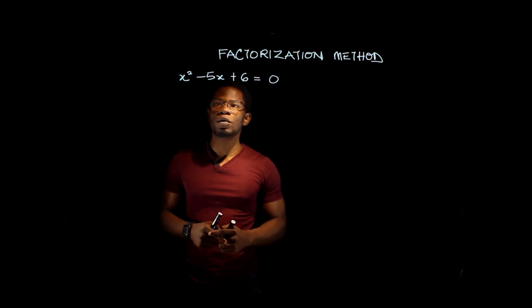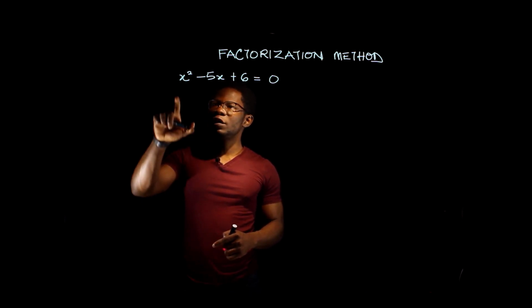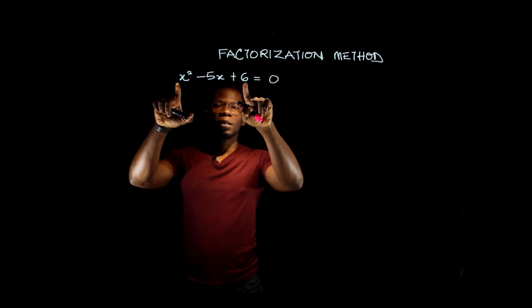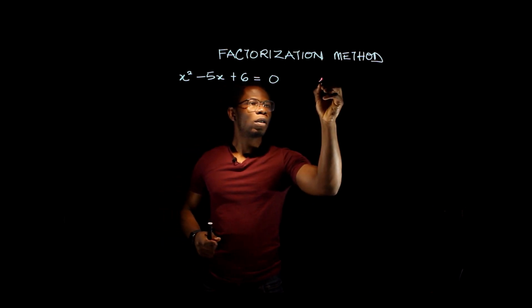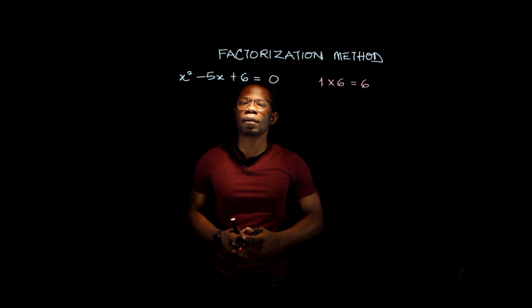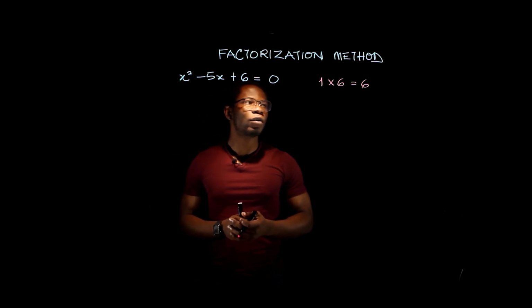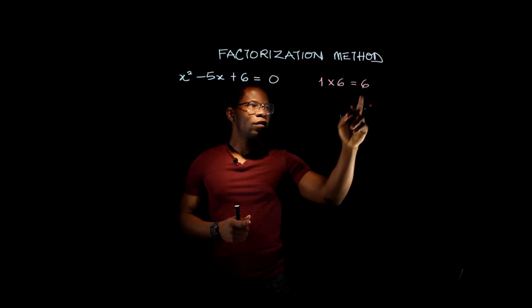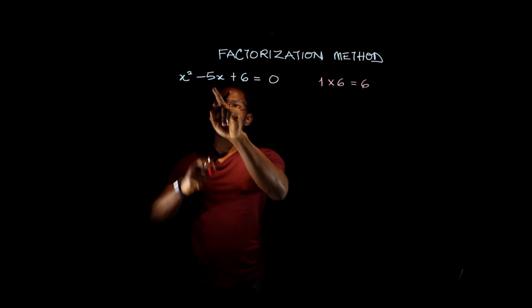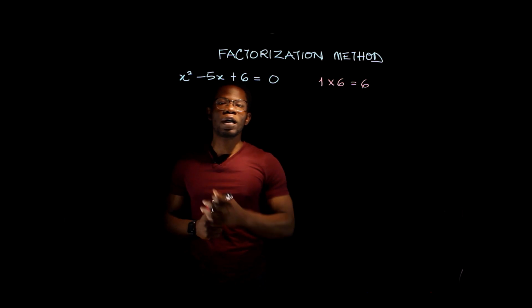Now, the first thing we have to do is multiply the coefficient of the x squared here by the constant term here, the 6. So in this case, the coefficient of x squared is equal to 1, and the constant term is equal to 6. So 1 multiplied by 6 is equal to 6. Now the second thing we have to do is find two factors of 6, which when we add or subtract results in the middle term here of minus 5.